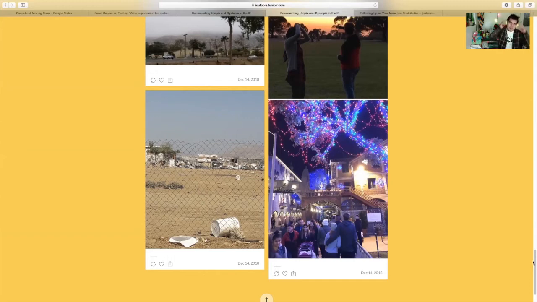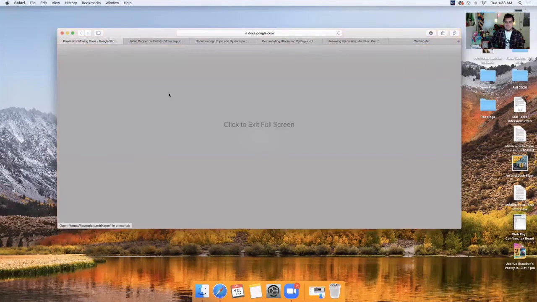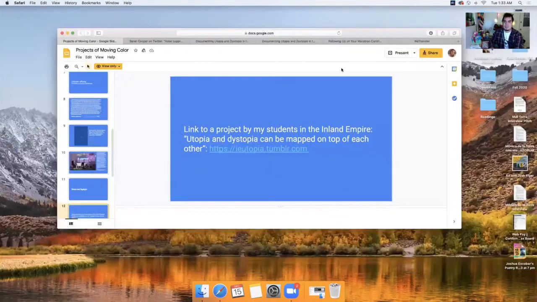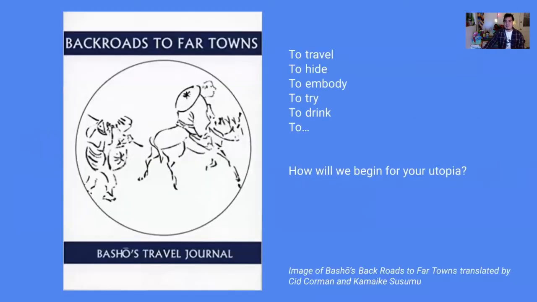And so the conclusion that we came to is that utopia and dystopia can be mapped on top of each other. And I thought that's really interesting for a number of reasons, but I think it really gets to what is exciting about utopian thinking, and what is dangerous about utopian thinking. It's not supposed to be all thought. You're supposed to put it into practice. And so that's exactly what we're going to do with this next exercise.